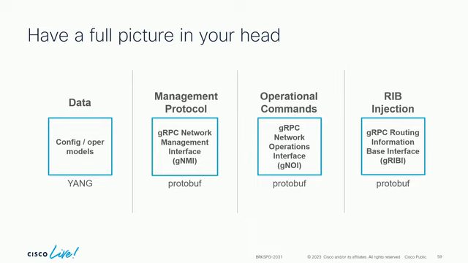gNOI is another set of RPCs which helps you to do actions on the box, such as ping or traceroute, or get the package or get the file, or clear label counters. So those are mostly action activities available to you. You don't manipulate the state of the box; you're just doing some operation on the box.